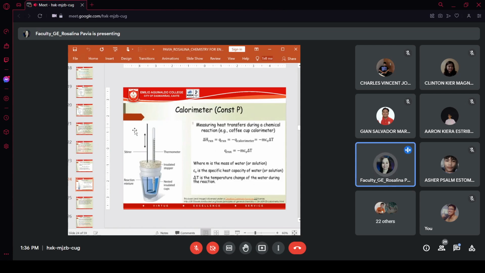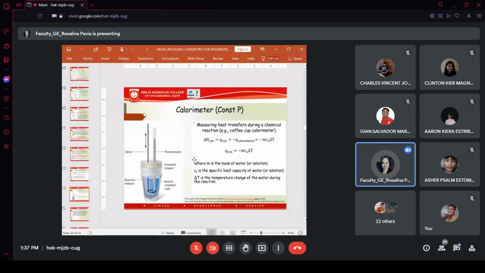So this is an example of constant pressure calorimeter. Meron tayong thermometer sa loob and stirrer para maging uniform yung temperature. Tapos it is insulated para hindi maka-escape ang heat. Alright? So measuring heat transfers during chemical reaction, making use of a coffee cup calorimeter. Delta H of reaction is equal to the heat of the reaction, which is the negative heat released by the calorimeter, is equal to negative MCS delta T. Therefore, we can say that the heat of the reaction is equal to negative MCS delta T.